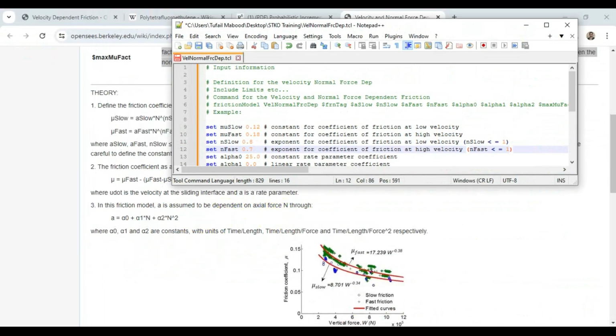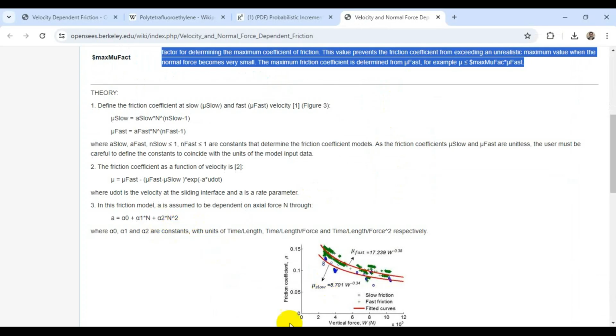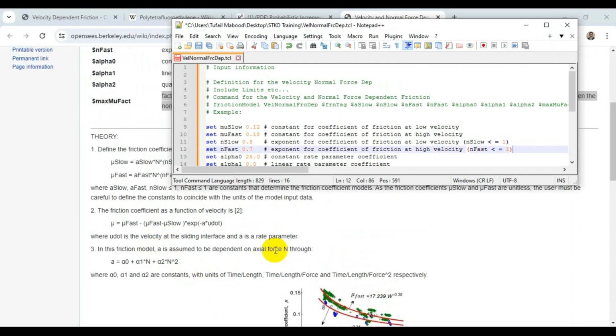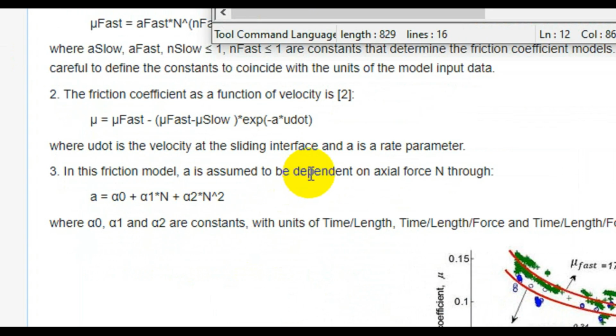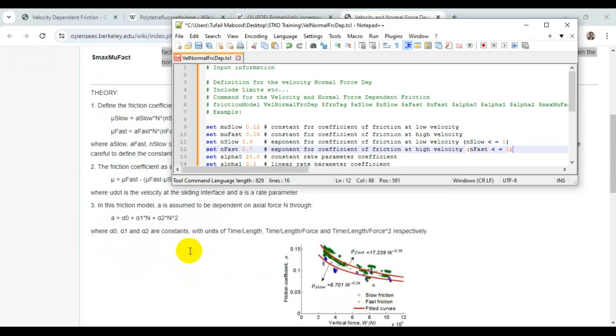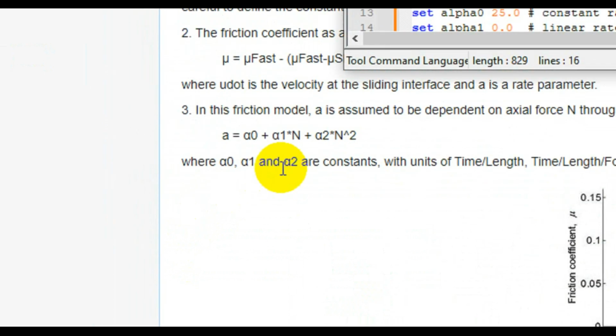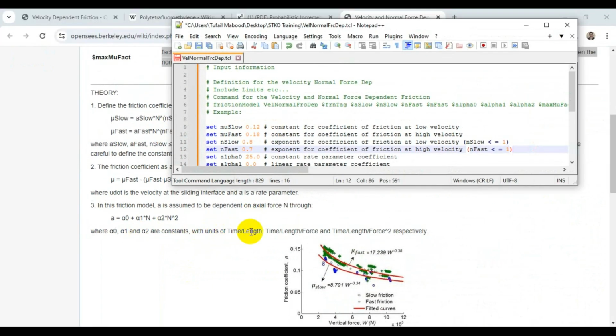Another thing, according to the nomenclature and the documentation that they have included here, this is the important point to consider: this friction model A is assumed to be dependent on axial force N, right? So this A is also included here. And the units are important if you are defining these constants in your OpenSees file. So alpha naught, alpha 1, and alpha 2 will have the unit of time by length, time by length by force, and time by length by force square respectively, which means that alpha naught is for time by length, alpha 1 is for time by length by force, and the other one is given here.